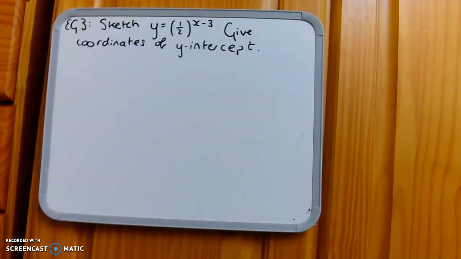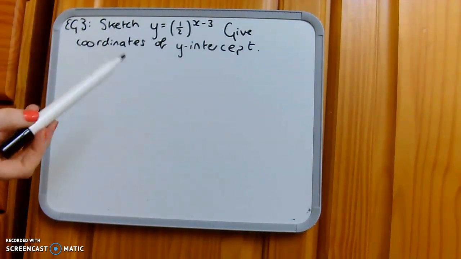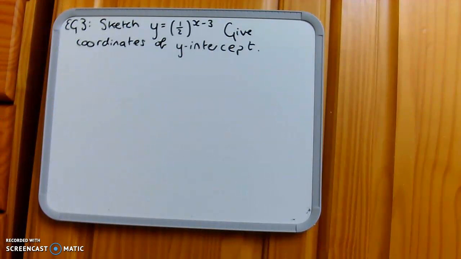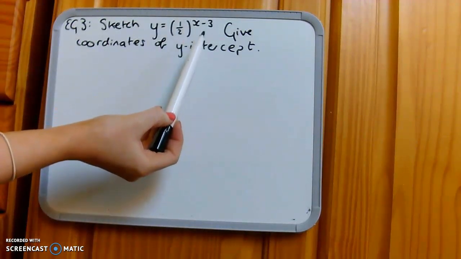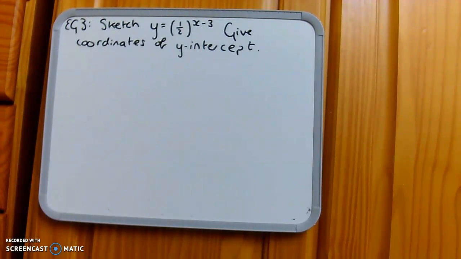Okay, last example before you do some questions is sketch y equals a half all to the power of x minus 3 and give coordinates of the y-intercept. Now here is when we're going to have a little bit of cross chapters, because we've got a transformation, which I'll just quickly remind you of.